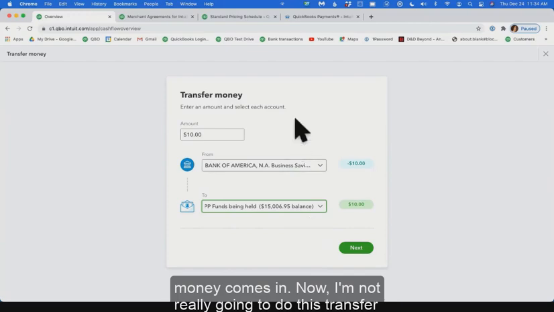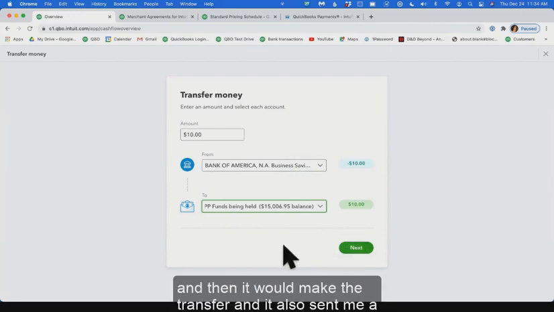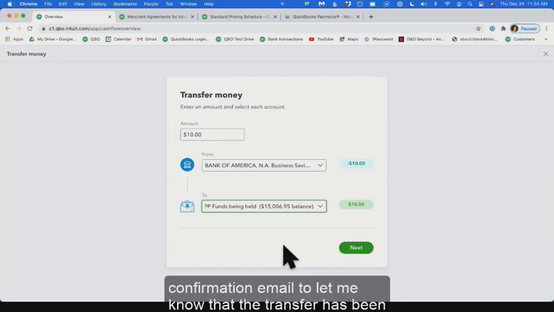No, I'm not really going to do this transfer at the moment, but that's what I would do. I would click next, and then it would make the transfer and also send me a confirmation email to let me know that the transfer has been completed.